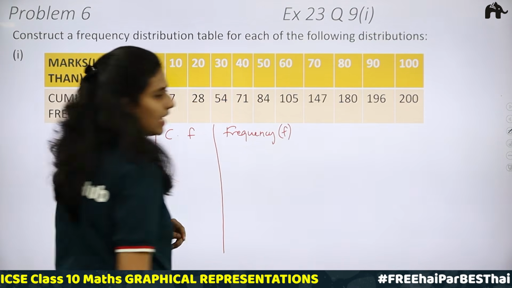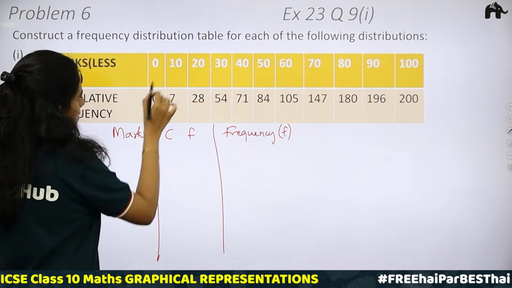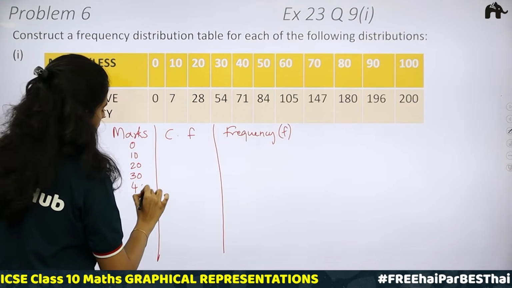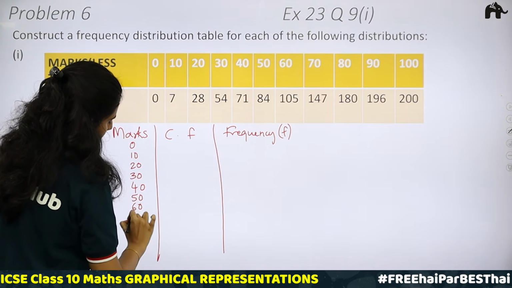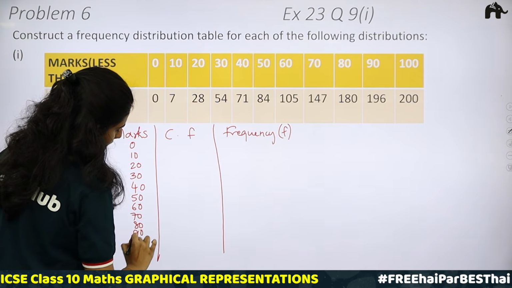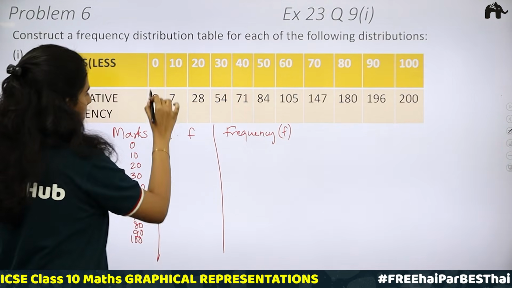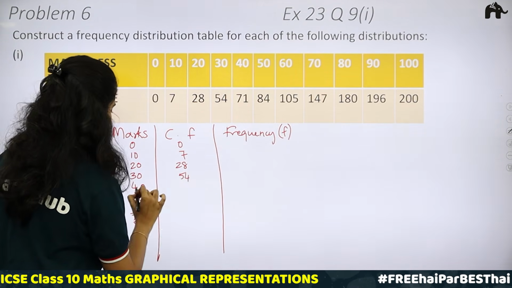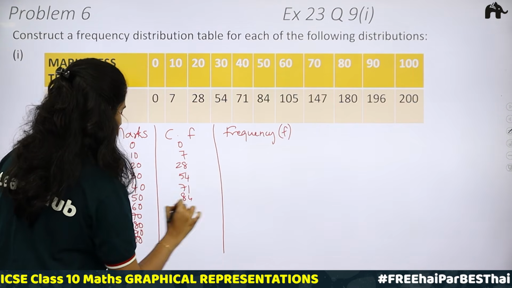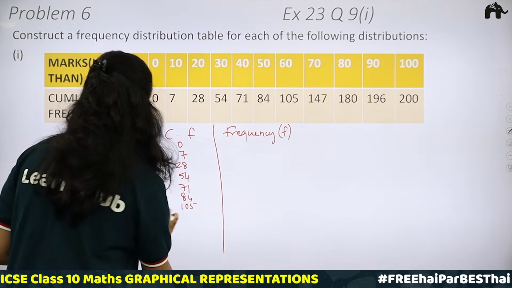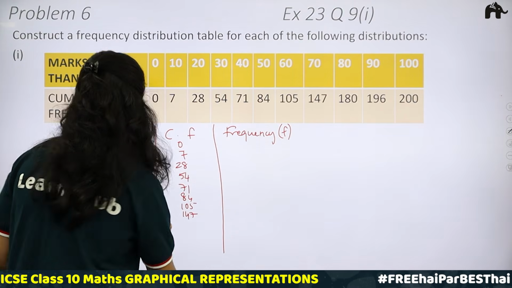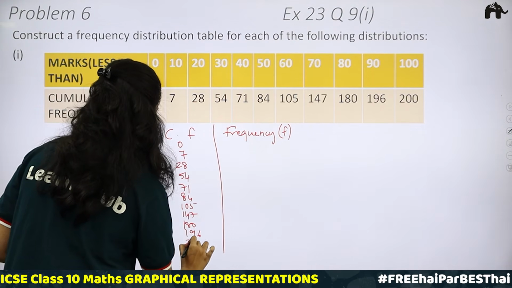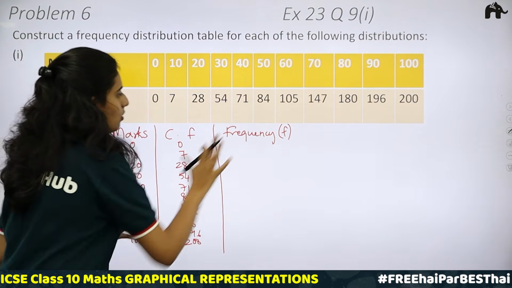We have to find the frequency f. Put the values, marks. So first 0, 10, 20, 30, 40, 50, 60, 70, 80, 90 and 100. Cumulative frequencies are given: 0, 7, 28, 54, 71, 84, 105, 147, 180, 196 and 200. Okay, now how to find frequencies?